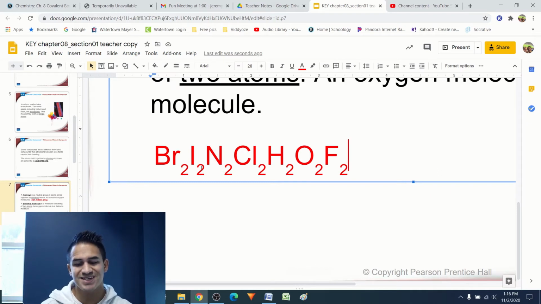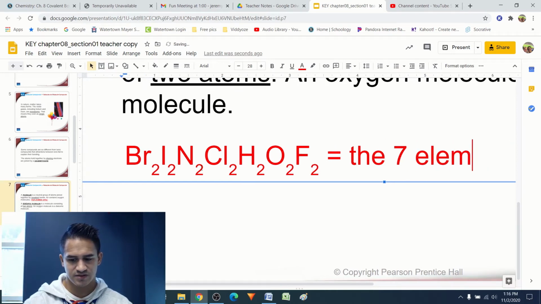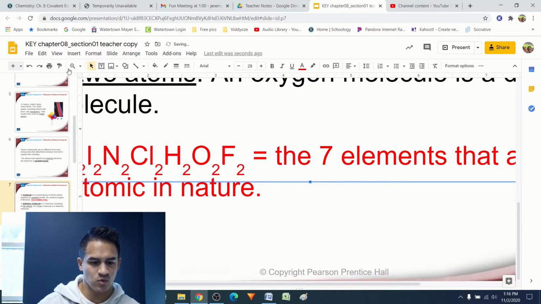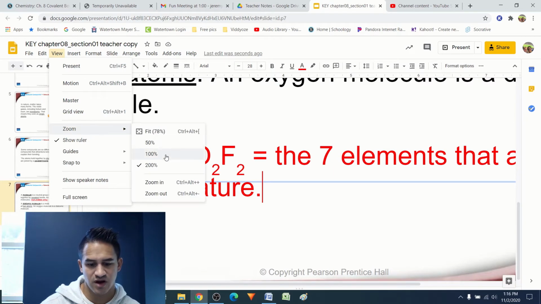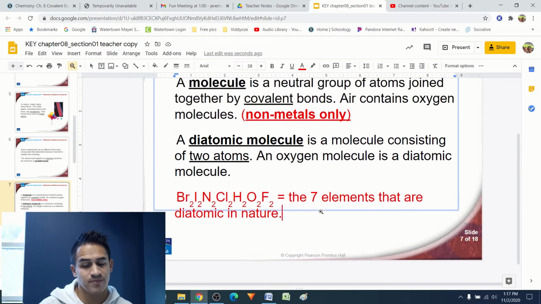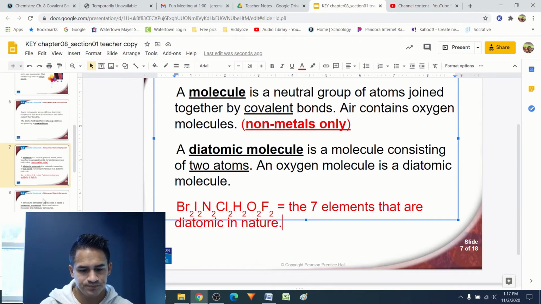So these 7 elements are diatomic in nature. That means, again, that when you find them in nature, they will always be paired with another atom of themselves. Always. So you'll never just find a bromine atom floating around. It'll be 2 bromine atoms, which makes a molecule. This is going to pop up a lot, so remember these. I'll remind you of them all the time in future videos. Trust me, you'll hear me say Brinkelhoff all the time. All right, anyway, moving on.